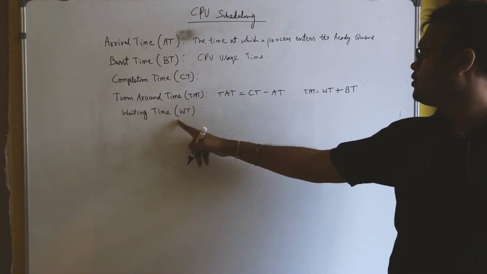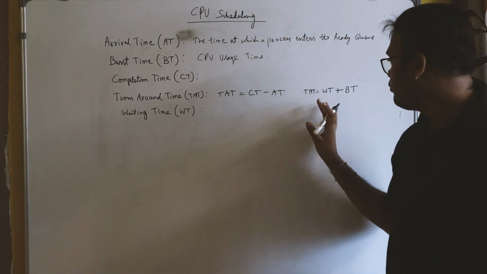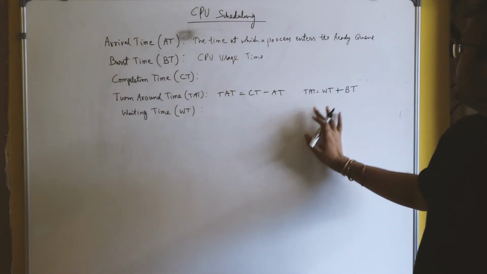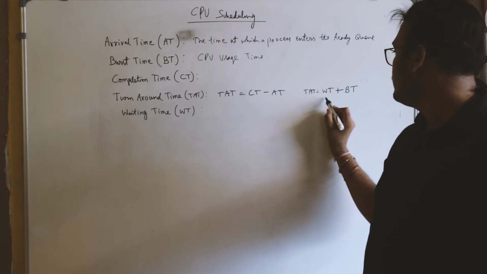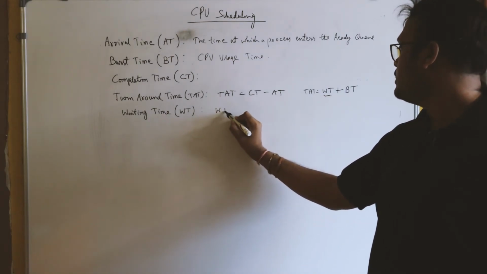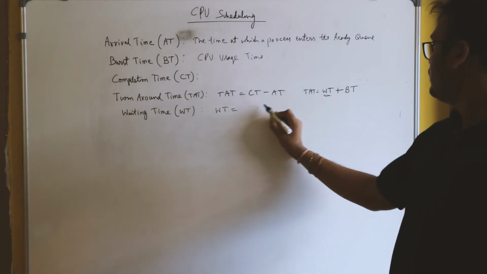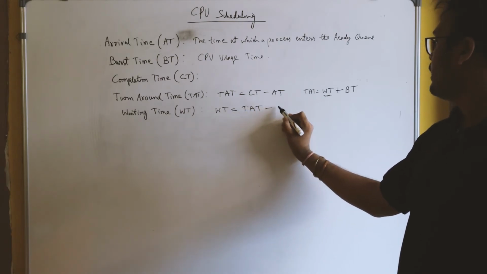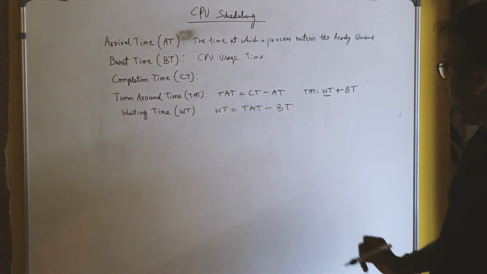And the last one is waiting time. So from this formula, you can get the formula of waiting time. Here waiting time is equal to turnaround time minus burst time.